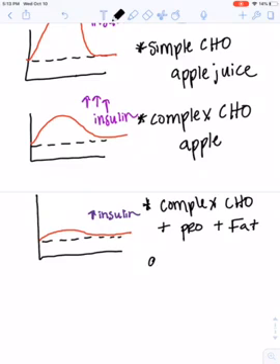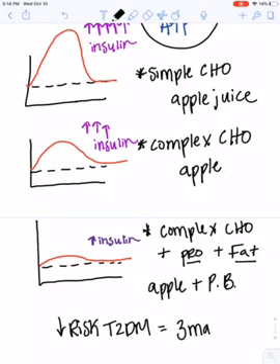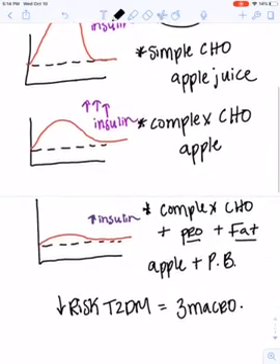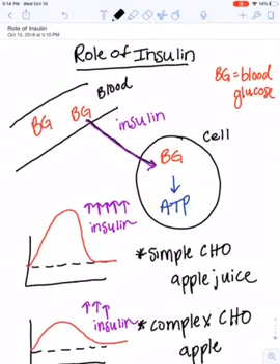So this example would be a whole apple plus peanut butter because peanut butter has both protein and fat. So ideally, to help decrease your risk of diabetes, let's say type 2 diabetes here, we want to combine all three macronutrients at our lunches, breakfast, dinner, snacks, etc. So that's going to be the role of insulin.